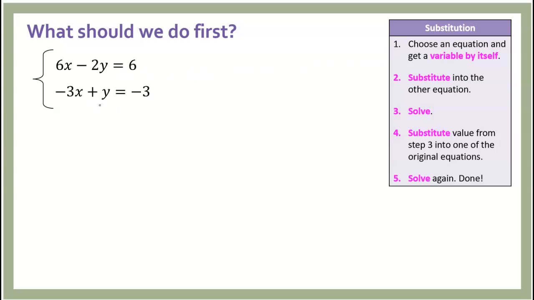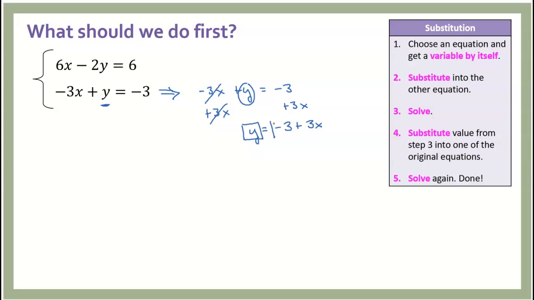Looks like maybe this y, that one doesn't have a coefficient, so maybe it would be a good one to solve for. Let's solve for that y. Negative 3x plus y equals negative 3. I'm going to solve for that y. So I just need to get rid of this other term. I add 3x to both sides. Those 3x's will cancel. And we get y equals negative 3 plus 3x. Now we have a variable by itself.